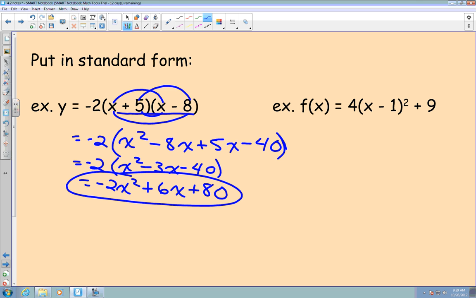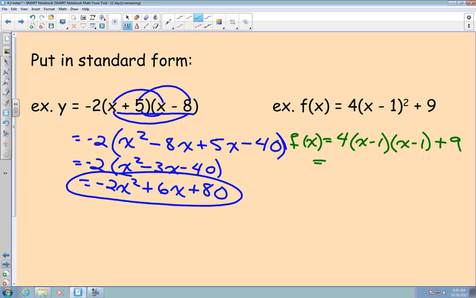Now you're in standard form. Okay? Now last one, this is the most complicated one that you're going to have. f of x equals 4 times x minus 1 squared plus 9. Now, it looks like this. Again, if you remember the shortcut, by all means use it. If not, let's just spell it out. But in order to do that, you need to write it a little different way. So I get f of x equals 4 times x minus 1 times x minus 1 plus 9.